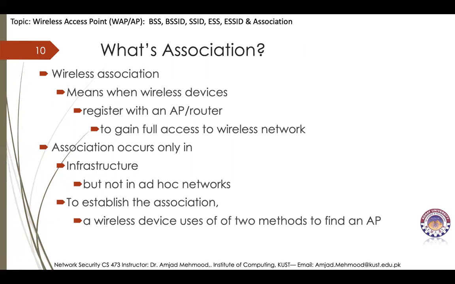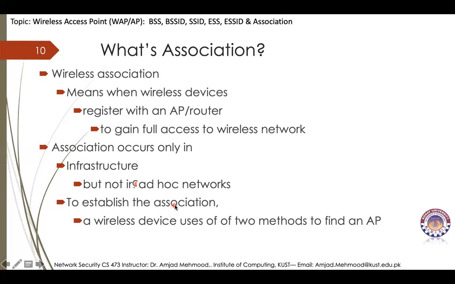Wireless association means when wireless devices register with an AP or a router to gain full access to the wireless network. So this is called association. Association occurs only in infrastructure networks, but not in ad hoc networks. As you know, wireless networks are divided into two branches, infrastructure based and infrastructure less. So association normally occurs in infrastructure based networks, not in ad hoc networks.